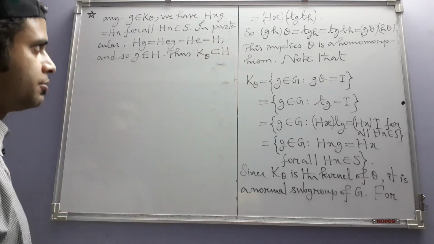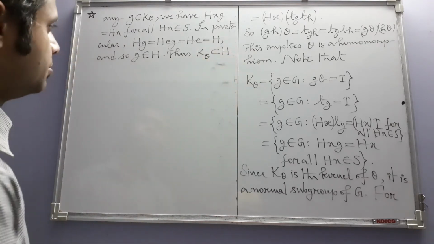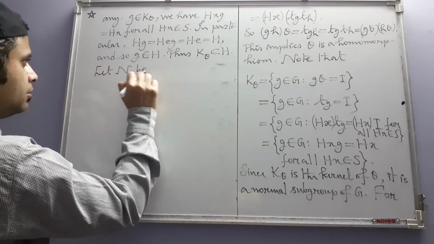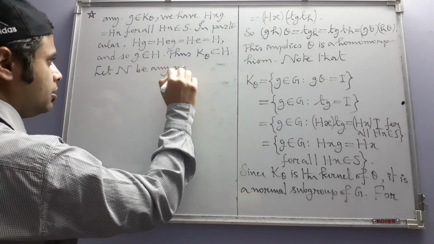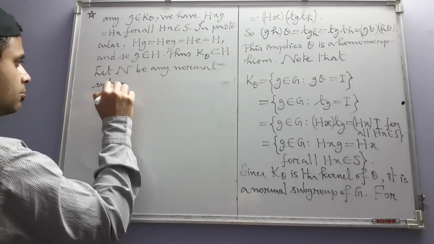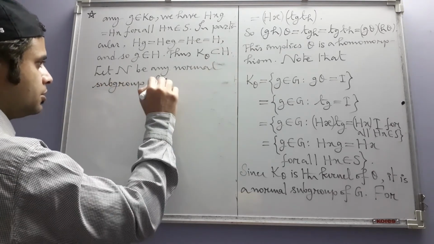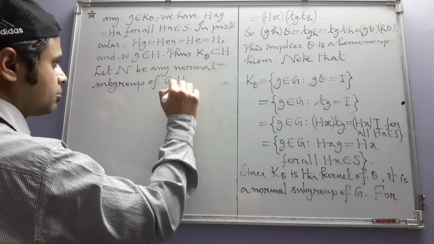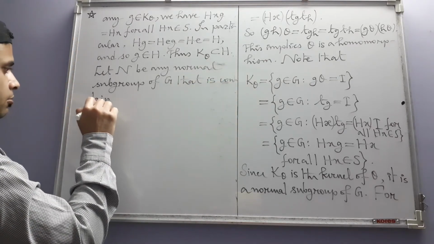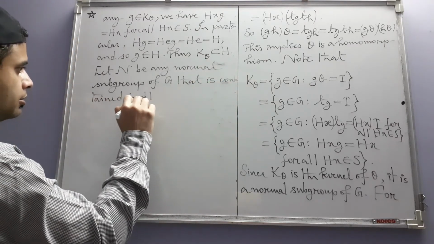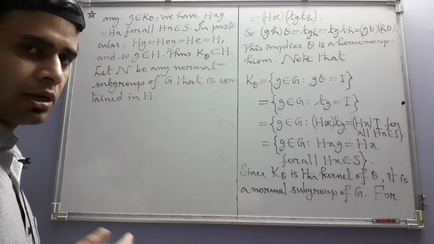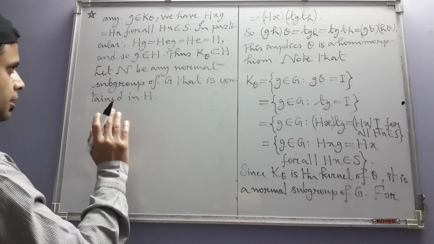It's a normal subgroup of G that is inside H, but more is true. Let N be any normal subgroup of G that is contained in H. So N is any normal subgroup of G that is contained in H. K theta is one such normal subgroup that is contained in H, but N is any.